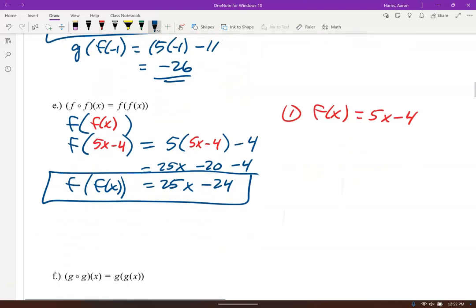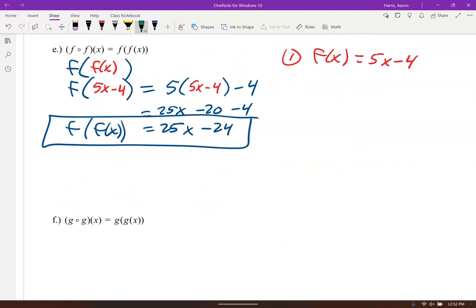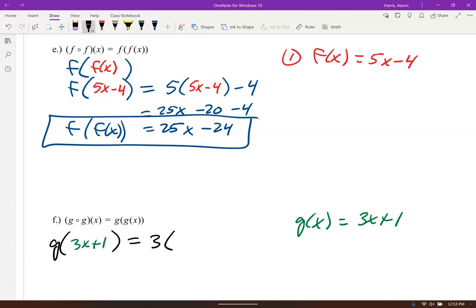Let's do this next one, g of g of x. G of x was 3x plus 1. So this is g of 3x plus 1. Well, g is 3x plus 1, but g's going in. G's going into g. So we got 9x plus 3 plus 1. So we got 9x plus 4. That's g of g of x.